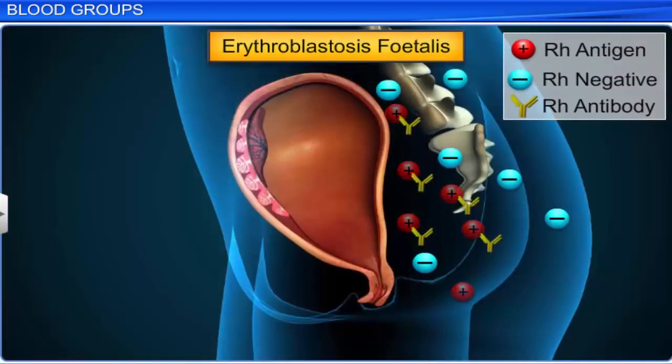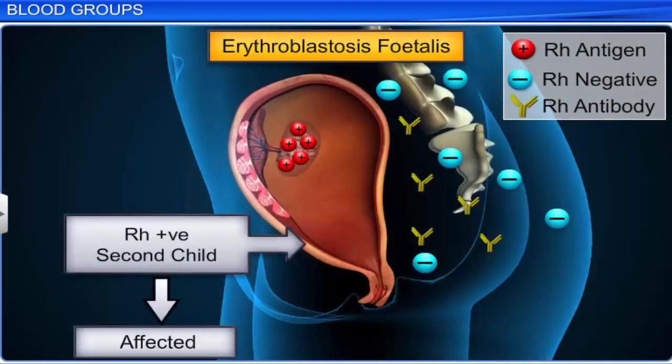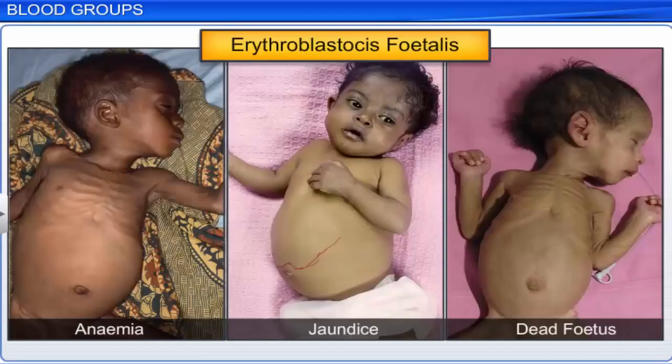This induces the formation of Rh antibodies in the mother's blood. The problem occurs during the second pregnancy, when the Rh antibodies present in the mother's blood cross the placenta and destroy the fetus's RBCs. This results in severe anemia and jaundice, and at times fatality of the fetus.